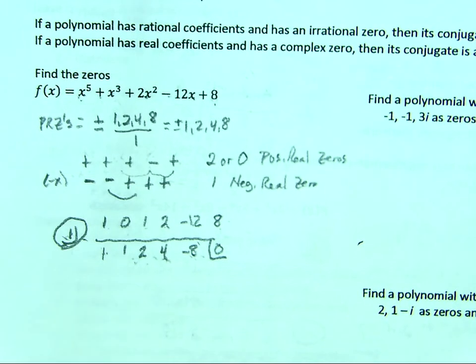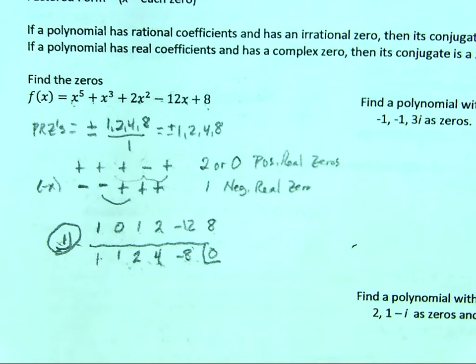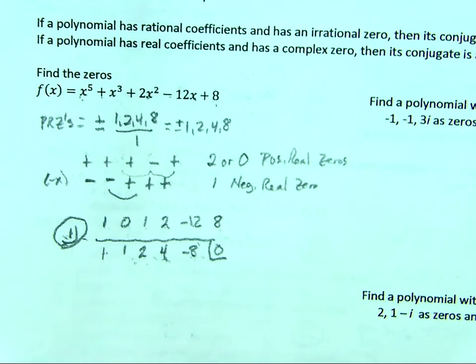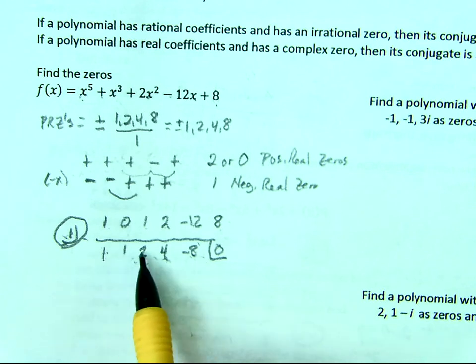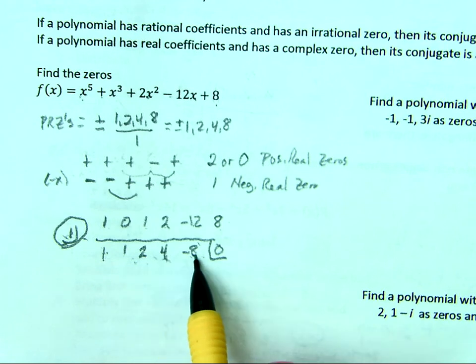So we want to try to find something else that works. I think I mentioned the other day, or hopefully I did, if one works, don't be afraid to try it again. Like here, let's try 1 again. Let's add up these coefficients. 1 plus 1 is 2, plus 2 is 4, plus 4 is 8, plus a negative 8 is 0. So that means 1 works again.